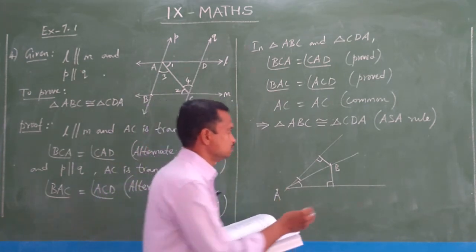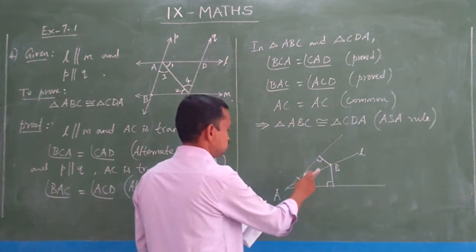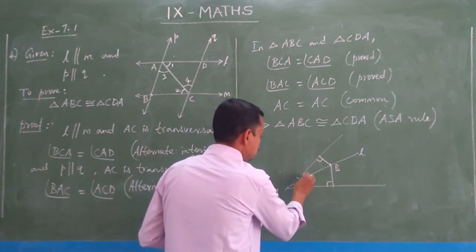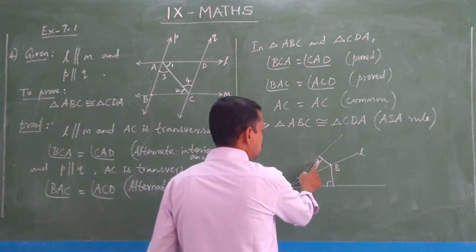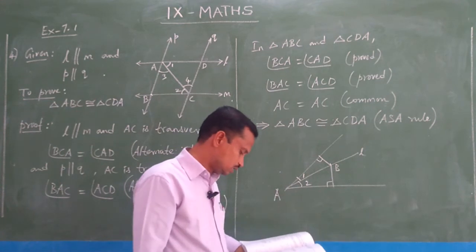The line L. So this is the line L. The line L bisects the angle A. It is given. Therefore, these two angles are equal, namely 1 and 2. So 1 and 2 are equal. And also here 90, here also 90. So that is also equal. And they are asking APB.